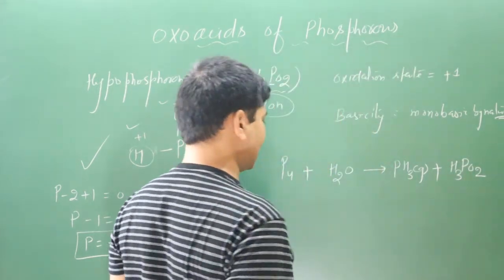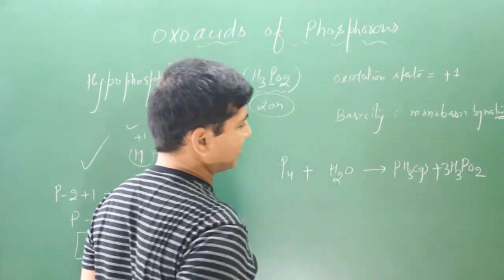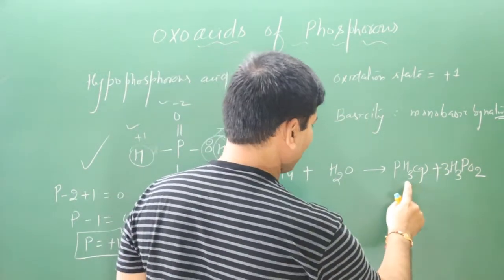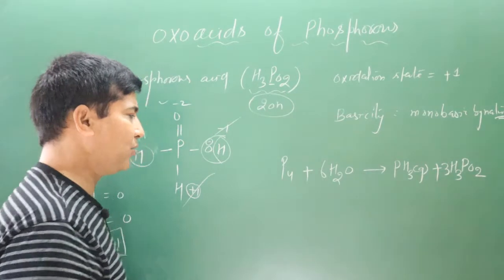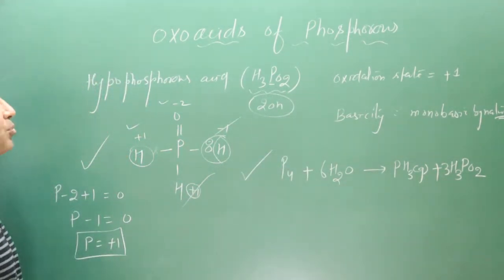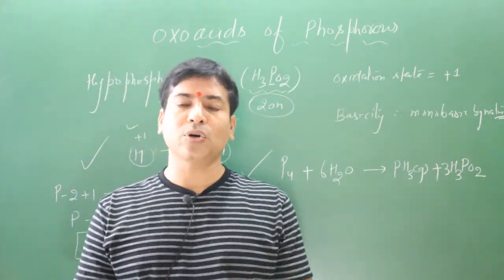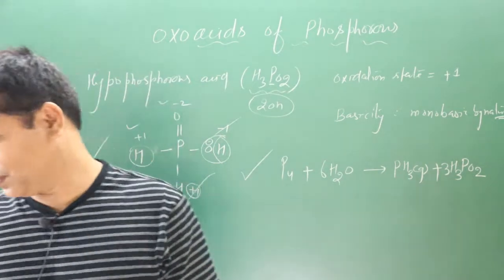Now we can balance this equation. 4 phosphorus, 1 phosphorus multiplied by 3. Phosphorus is balanced. How many hydrogens? 3 threes are 9, plus 3 is 12, multiplied by 6. Okay, the equation is balanced. By using this method, we can prepare this oxoacid of phosphorus. Now let's move on to the next oxoacid of phosphorus.